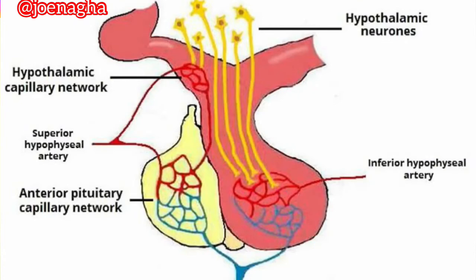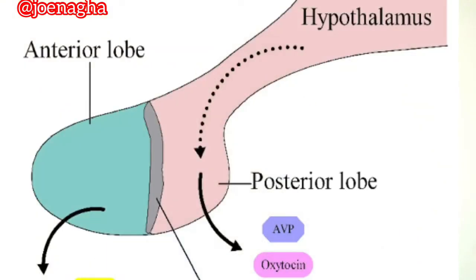Now let's talk about the feedback mechanism of growth hormone. The hormones of the hypothalamus, which are the growth hormone releasing hormone, growth hormone releasing polypeptide, and growth hormone inhibitory hormone, are transported to the anterior pituitary gland through the hypothalamo-hypophyseal portal blood vessel. So when the growth hormone releasing hormone from the hypothalamus is released, it acts on the anterior pituitary gland and causes it to release growth hormone.